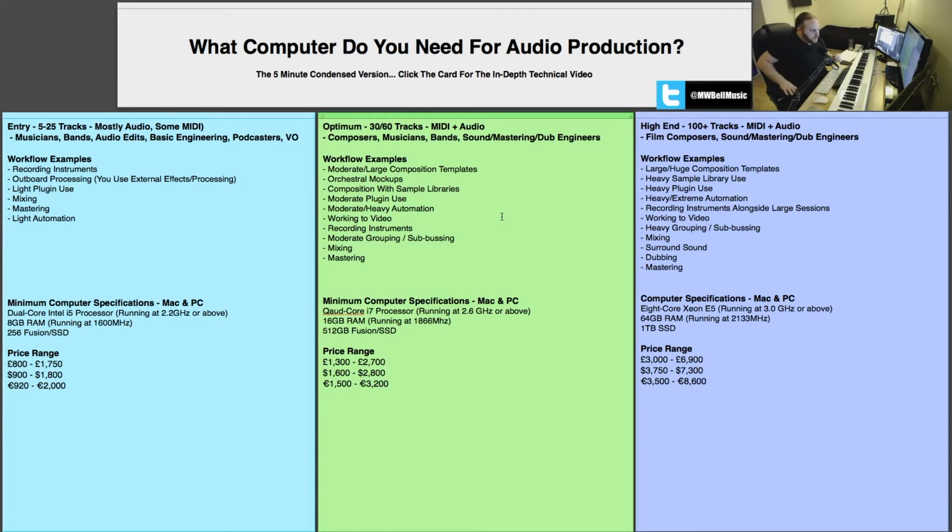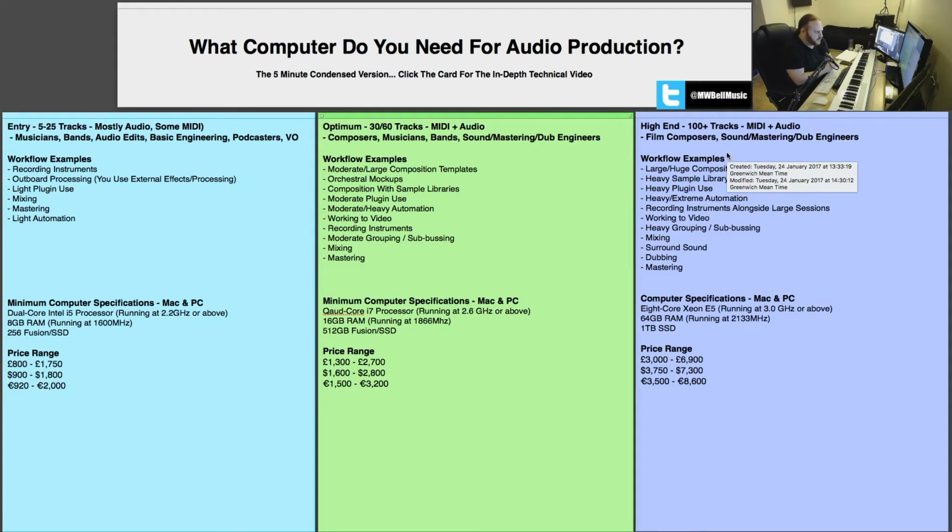Your Optimum System, which I suppose is if you are at entry level but you can afford the Optimum System, go and get it because you're future-proofing yourself. And that goes the same if you're an Optimum user but you can afford a high-end system. Getting the best system that's going to last you for the longest period of time is the way forward in my book.